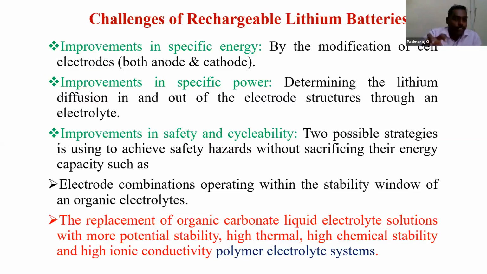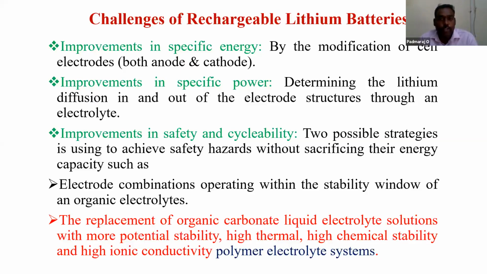So the improvement in specific power depends on the material structure. Why am I telling you this? Because we are focusing on nanoscience and technology, the nanostructured materials for lithium batteries. This is the most important thing. If you develop nanostructured materials, we can increase the specific power as well as the energy density. Clear? We can enhance the lithium diffusion in and out of the electrode structures through the electrolyte. That is a fast diffusion, and then we can improve the specific power during operation.